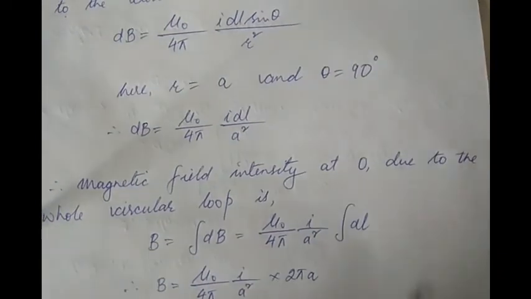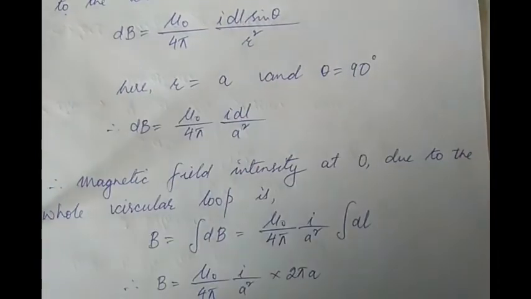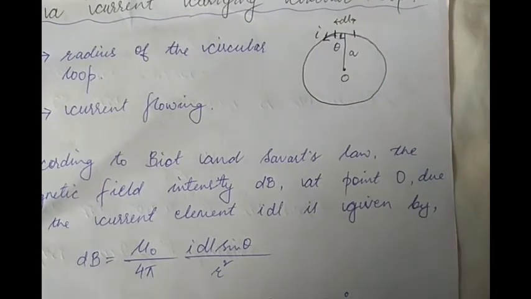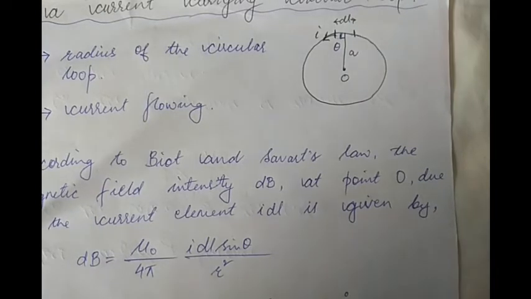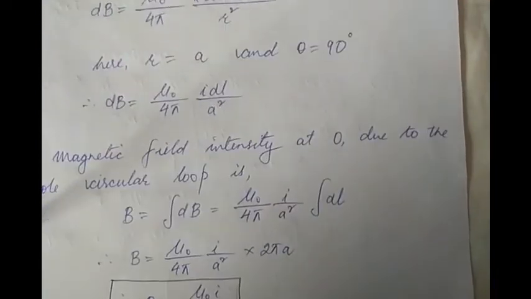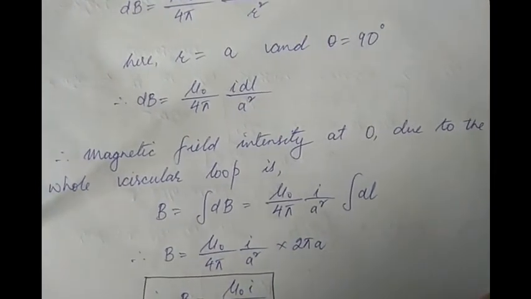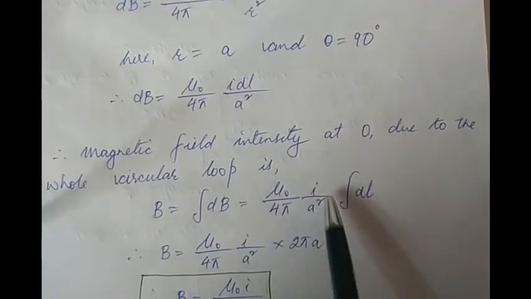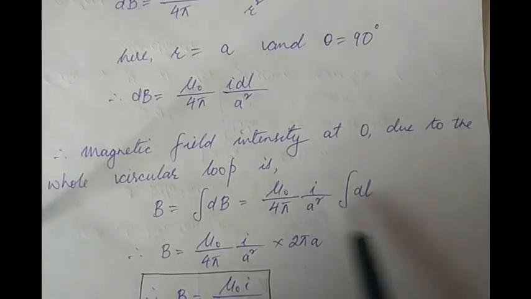So if the magnetic field intensity at point O due to the elemental length is this much, then the magnetic field intensity at point O due to the whole circular loop will be a sum of the magnetic field intensity due to these small dls. Therefore B, the magnetic field intensity at point O due to the whole circular loop, is the integration of dB, which is mu naught by 4 pi I upon a squared. All these are constants. I is a constant, a is a constant. The only variable is dl, so integration of dl.